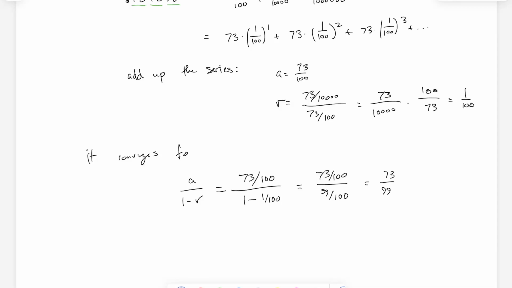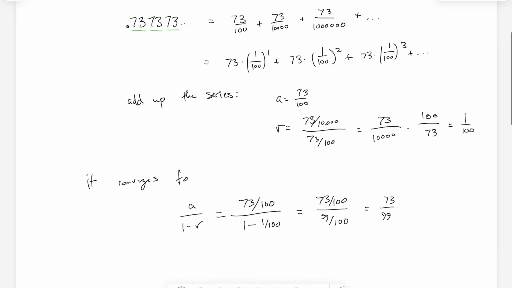And this one is very easy to check on your calculator. Just do 73 divided by 99, and you better get 0.73 repeating. Right? Any thoughts about that one? So you'll see a couple like this on the homework, which I hope will go okay for you.